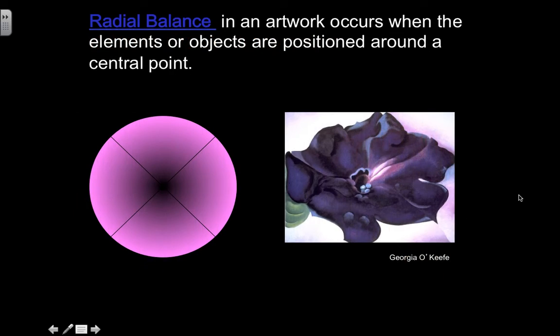And then we'll talk about radial balance, and that is when an artwork occurs to have elements or objects that are positioned around a center point. So here we have Georgia O'Keeffe's flower, and we've got our center point, and then everything else is balanced around creating a central point and circle.